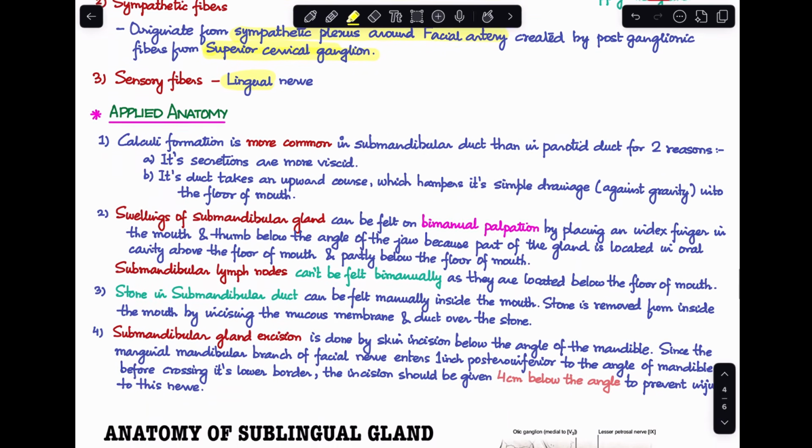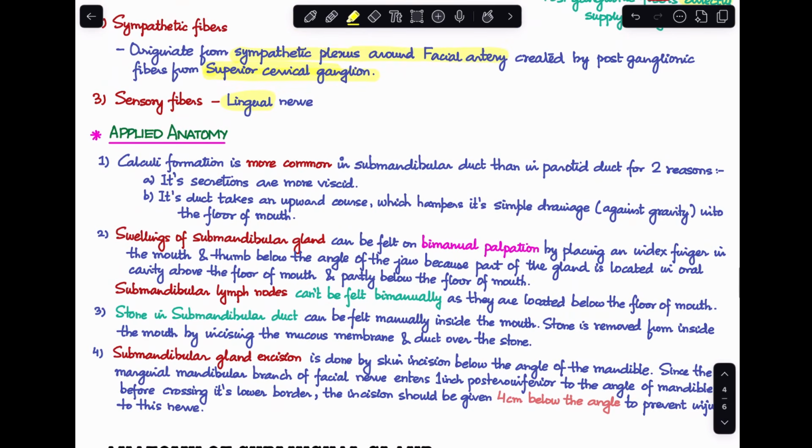Now let's discuss a few applied anatomy questions that could be related to this. It's very important for you to know why you are learning all these anatomical features of the gland. They must have some important clinical or surgical relevance. So let's discuss them one by one.